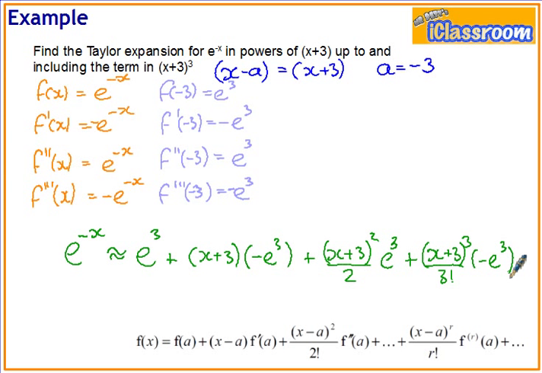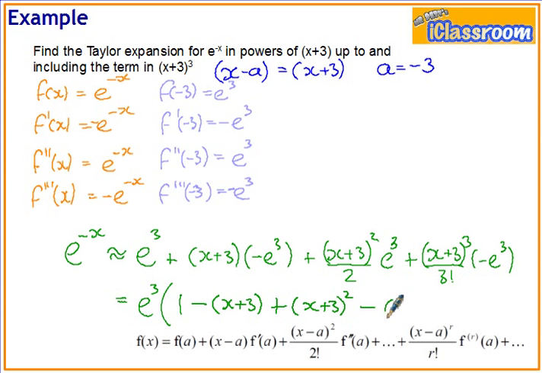Okay, and I'm just going to choose to pull out a common factor of e to the power of 3, and then this becomes 1 minus x plus 3 plus x plus 3 squared minus x plus 3 cubed.